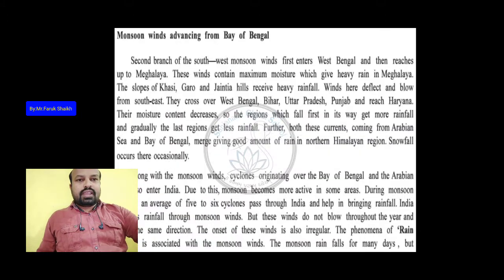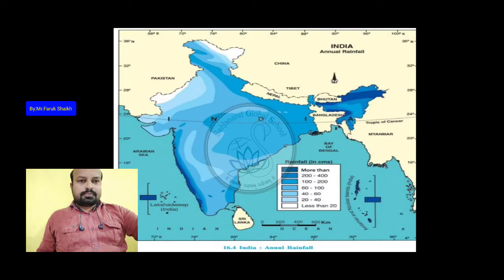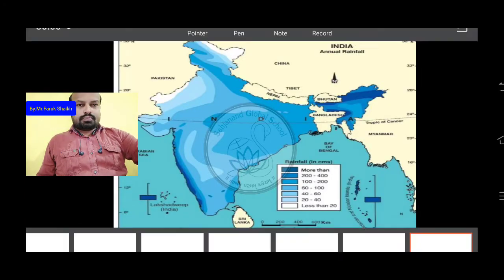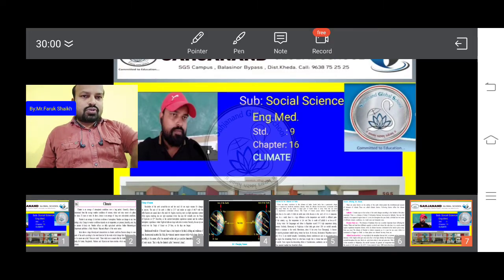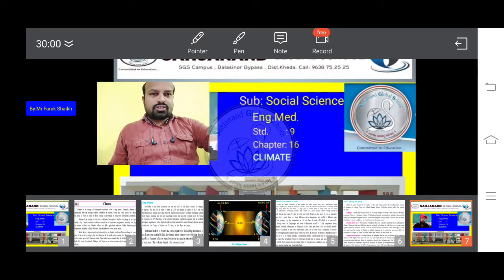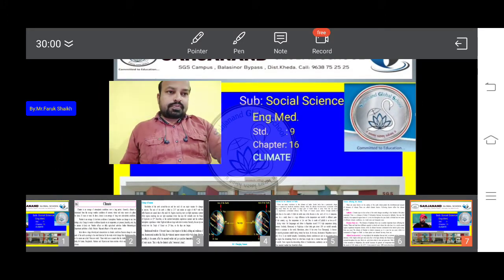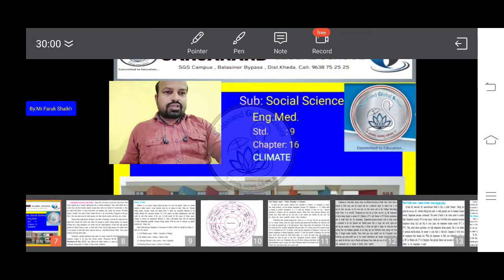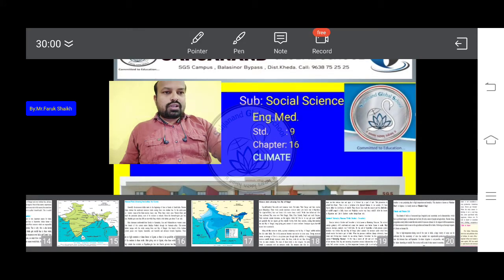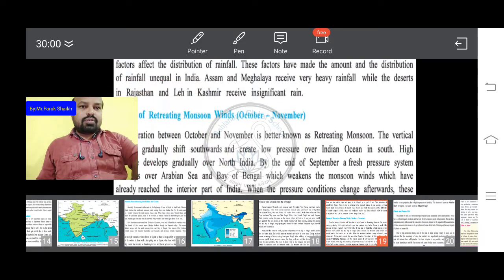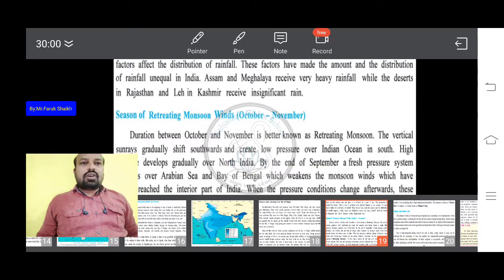This is the 16th chapter, climate. In the previous class I taught you about some features of the climate. Today I'm going to teach you about the monsoon climate, and that is about the seasons of retreating monsoon winds.